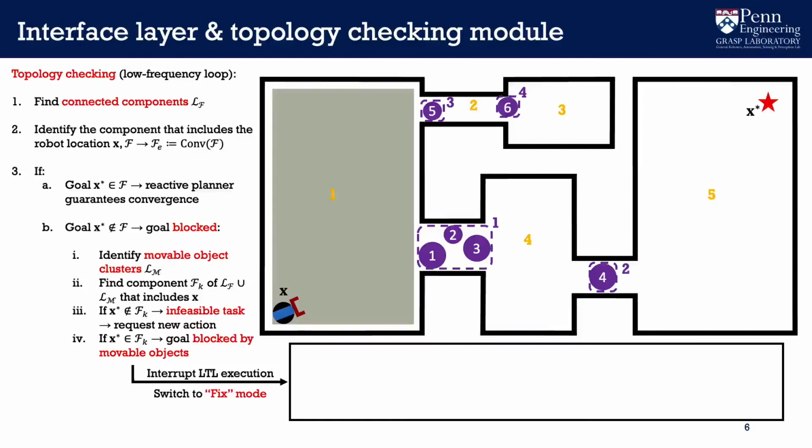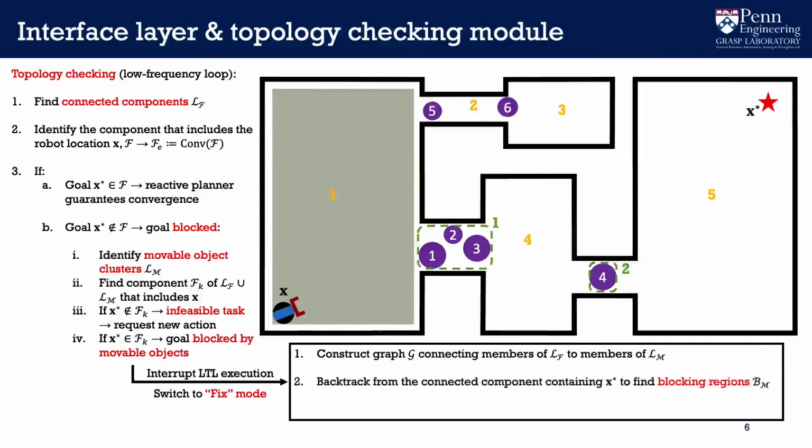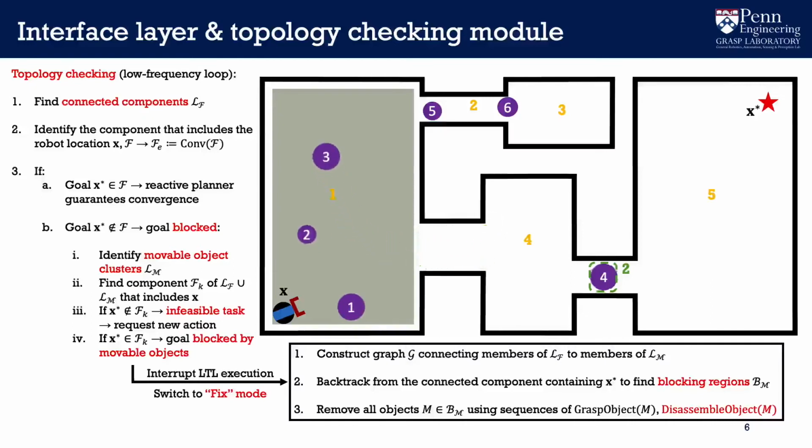So, in that case, the LTL execution is interrupted, the robot switches to a fixed mode, and first constructs a connectivity graph that connects free space components to movable object clusters. We can then simply backtrack from the free space component that contains the goal location to find all the blocking regions that need to be disassembled. So then the interface layer takes over and greedily removes all objects in those blocking regions by using the vector field controller and the new action, which we call disassemble object, that simply pushes an object over the boundary of the free space until specific separation assumptions are satisfied. Once this is completed, the robot returns to LTL mode and finishes the interrupted subtask.